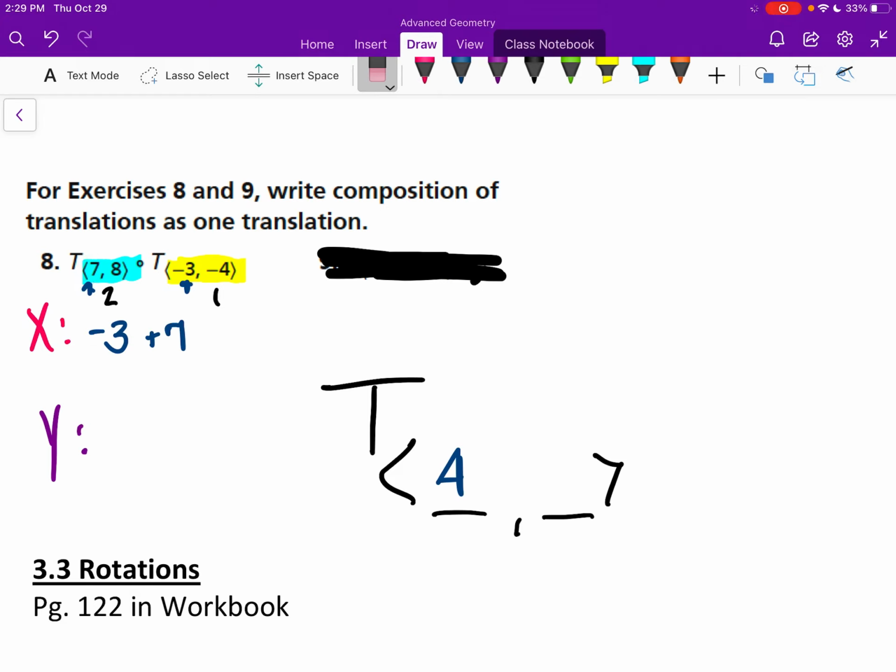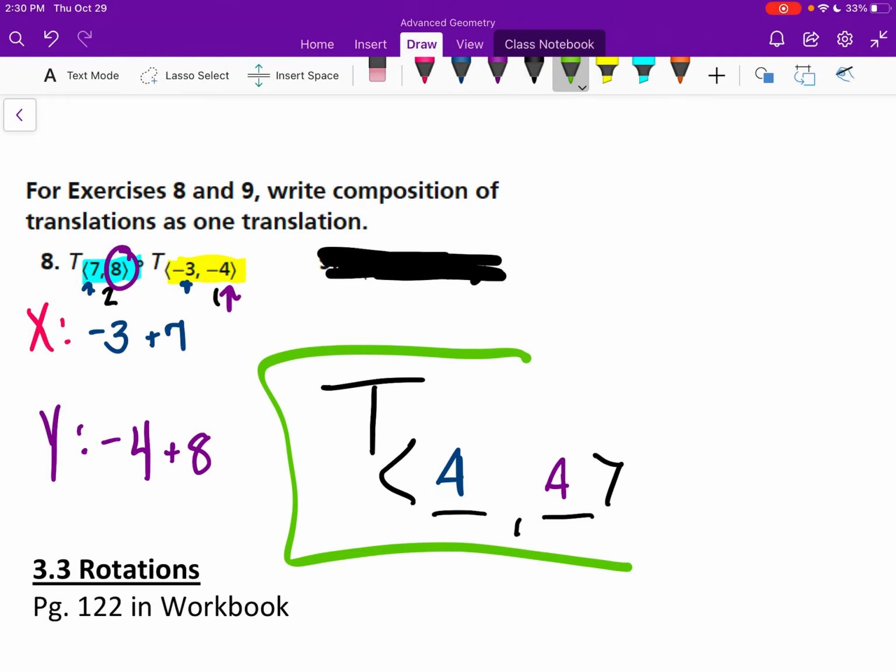Now time for the Y values. We look at our second Y, which is starting at -4, and then we are translating a +8. So we're -4 plus 8, which arrives us also at a +4. So if we were going to compose those translations, composition, compose, put things together as one, it would be a translation of X 4 units, Y 4 units.